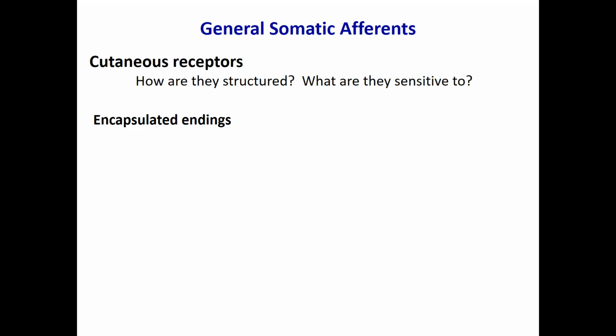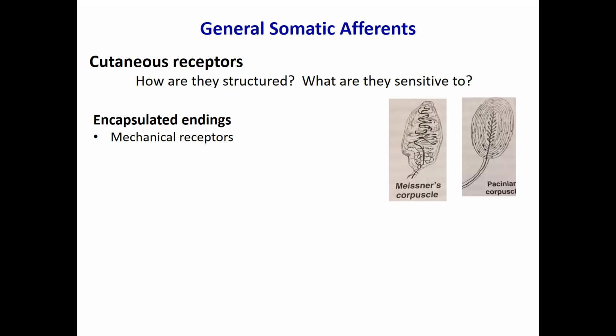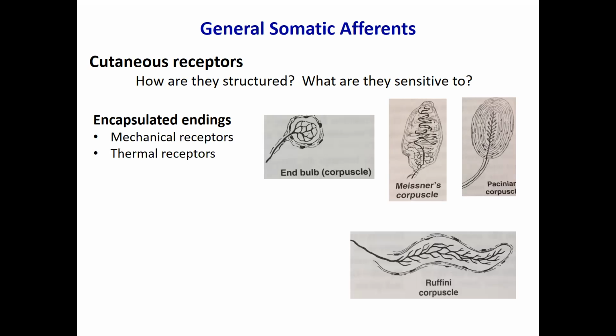The other possibility is that these cutaneous receptors would be encapsulated, that is, covered with multiple layers. They can be mechanical receptors, that is, sensitive to pressure or touch. Meissner corpuscles are part of them. Pacinian corpuscles are also part of them. Ruffini's are also considered part of the mechanical receptors.